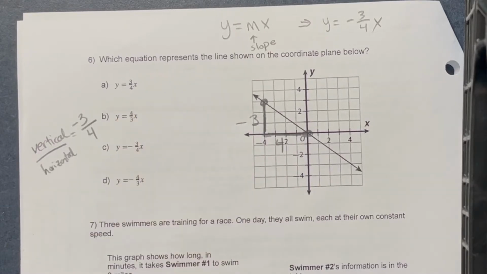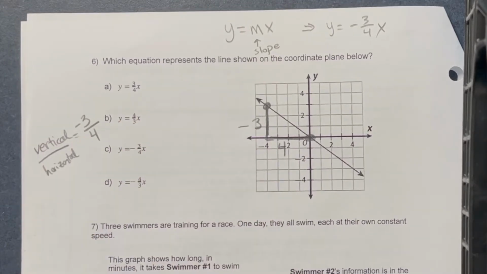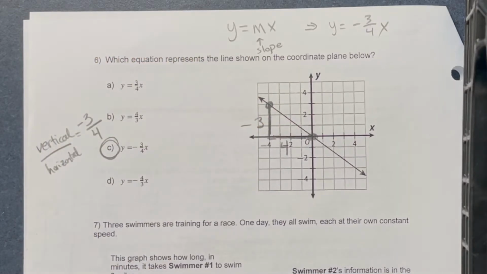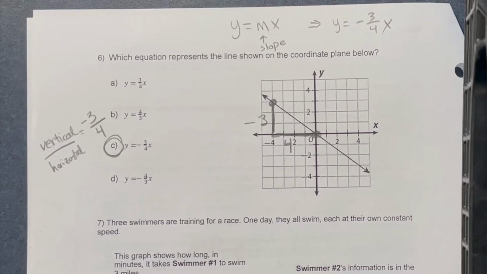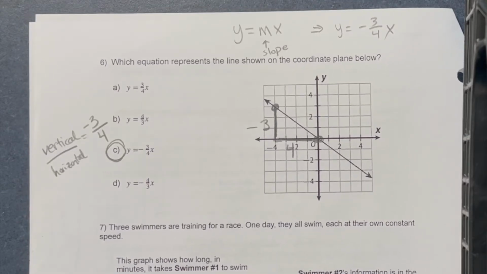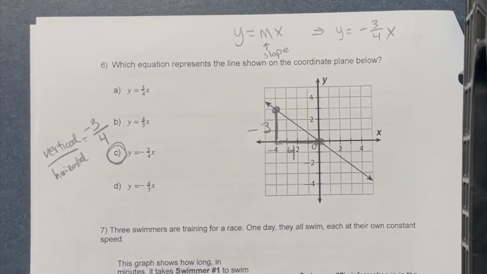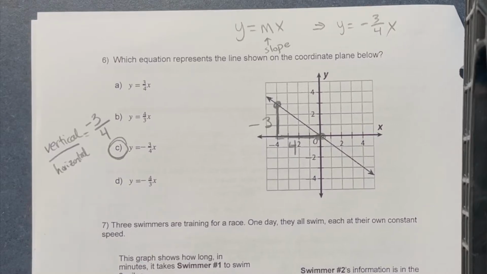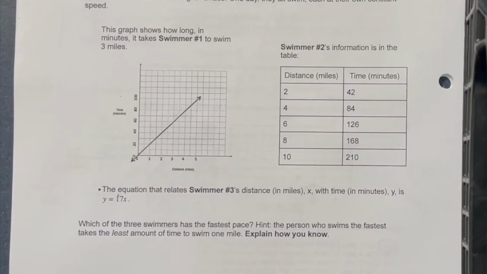So that's not what A says, that's positive. That's not what B says, that says 4/3. That is what C says, negative 3/4 times x. Okay, so we just have to be very careful there, making sure we're doing vertical divided by horizontal, and making sure that we notice whether the line has a positive slope or a negative slope. Okay, awesome. Let's go to 7.